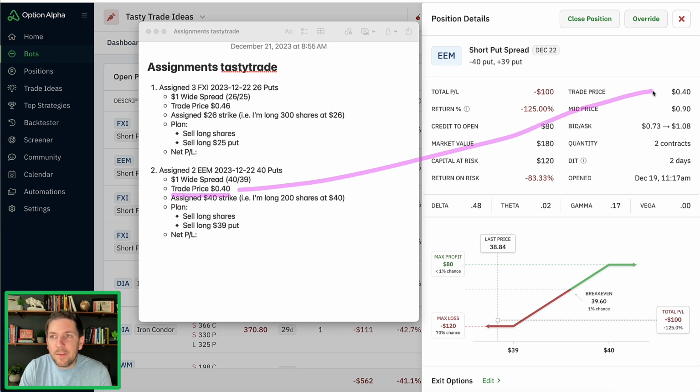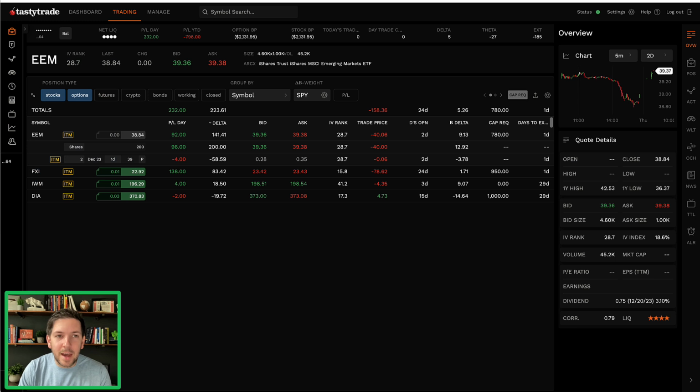So I know that I had a trade price of $40. Again, I get that right from here. That's going to help out as we start to calculate our total P&L on the position. And I know again that I was assigned the 40 strikes, which means that I am long 200 shares at $40. I've already showed you that we're long 200 shares here at $40 for EEM. Those are these shares, and the trade price right here is $40.